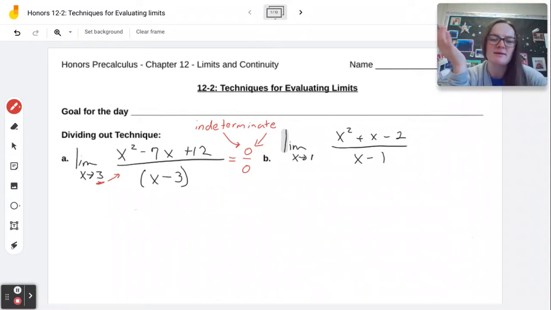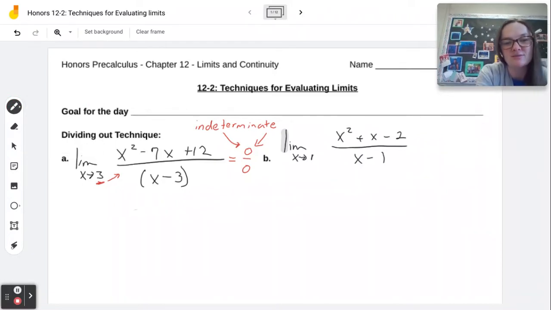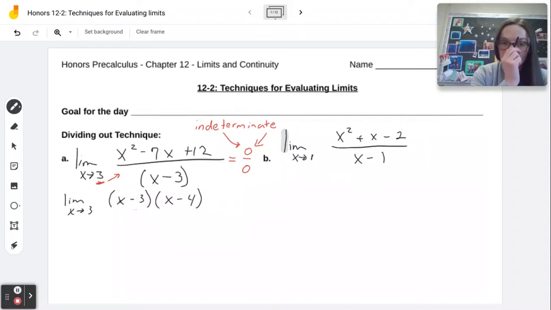After thinking about this, I see that the top is a quadratic. And my math brain, when I see a quadratic, thinks I probably can factor it. So I'm going to rewrite this limit, but this time it's going to be factored. This is the limit as x approaches 3 of the top, which factors to x minus 3 times x minus 4, because negative 3 times negative 4 is 12, and negative 3 plus negative 4 is negative 7. That's how it factors. All divided by x minus 3.